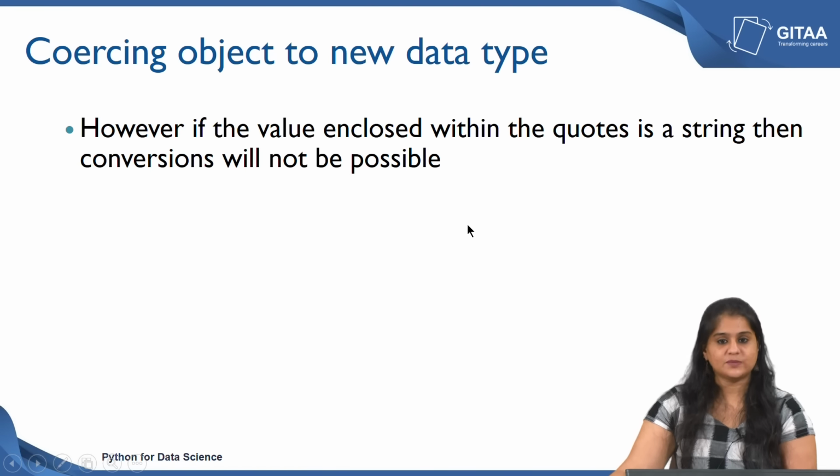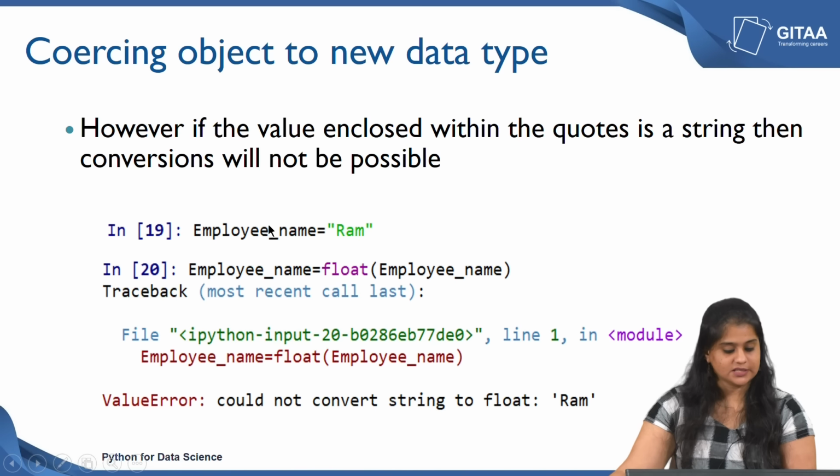However, not all types of coercion are possible. For instance, if I would like to convert the employee name Ram to an integer or a float, I will be getting an error. So, the value which is enclosed between quotes, if it is a float or an integer type, then such types of coercion will be possible. However, if it is a string or a set of characters, then those types of coercion would not be possible.